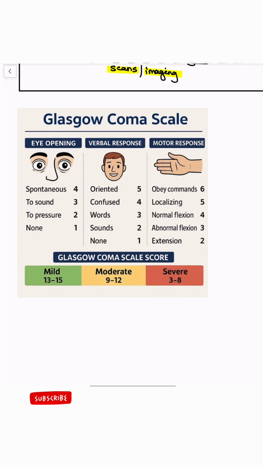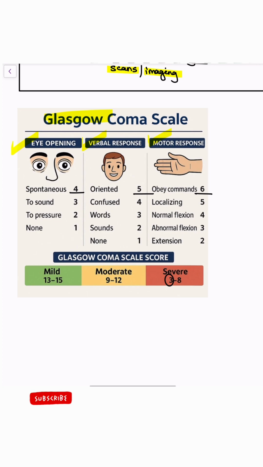The next thing that we are going to see is GCS, that is Glasgow Coma Scale. Glasgow Coma Scale has 3 components. One is eye opening, second is verbal, and third is motor. The maximum GCS score is 15 and minimum GCS score is 3. In eye opening, we give a maximum of 4 points. In verbal response, we give a maximum of 5 points. In motor response, we give a maximum of 6 points.